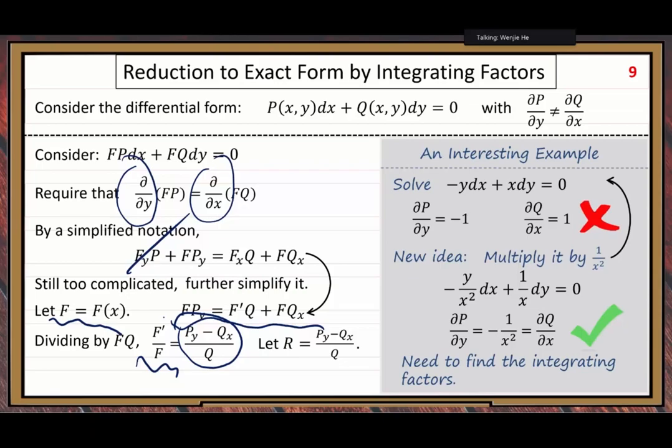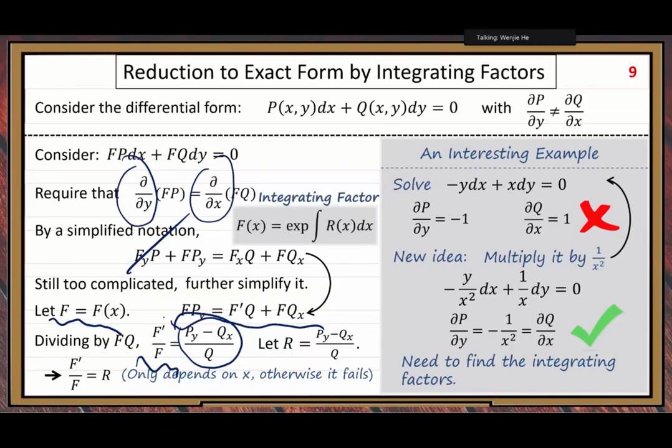So you define your capital R function as this function. Okay? You want to see whether this R function only contains variable x, no y. A one variable function of x, no y. Then, if it's true, you can solve this equation, F prime over F equals R. That's an easy ODE. So that's the basic idea.